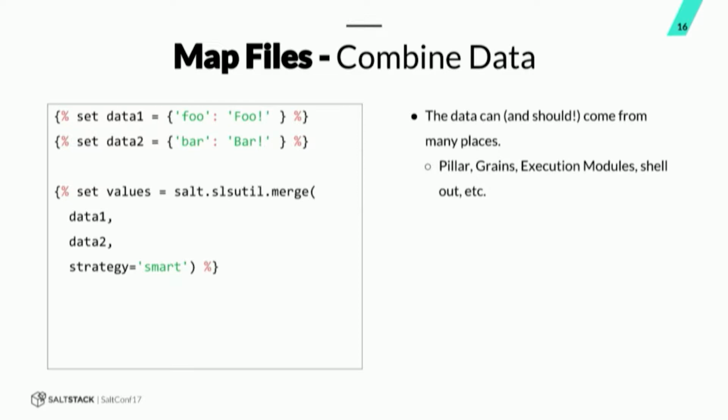So with map files, the whole point is combining data, and that data can and should come from multiple places. You've probably got sane defaults. You've probably got overrides specific to various systems. All of the Ubuntu systems are going to be configured the same, except for that one legacy system in the corner, that snowflake system that you can't get rid of for whatever reason. And so you want one-off overrides for that one. Map files are useful for all of that. There are two functions in the slsutil module, merge and update, that allow you to combine dictionaries in an intelligent way without having to do a lot of fuss yourself.